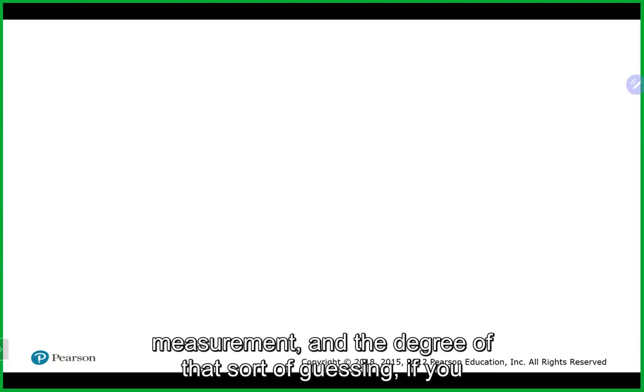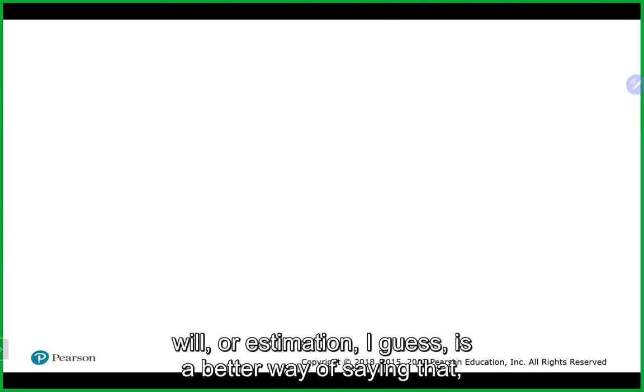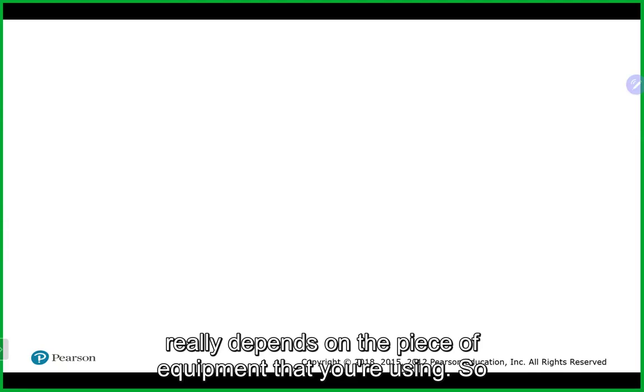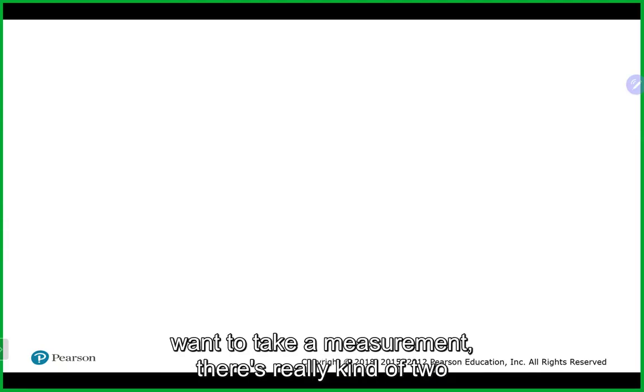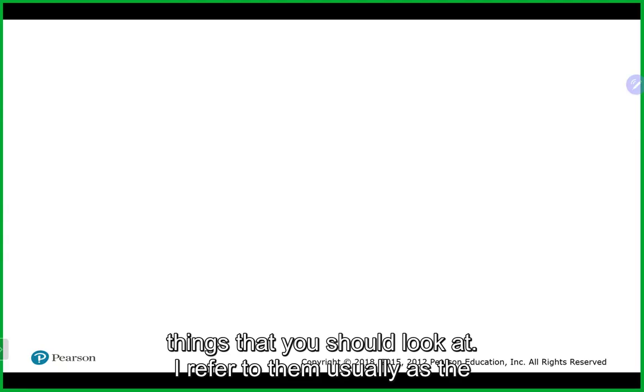And the degree of that sort of guessing, if you will, or estimation, I guess is a better way of saying that, really depends on the piece of equipment that you're using. So whenever you're using any type of piece of equipment and you want to take a measurement, there's really kind of two things that you should look at.